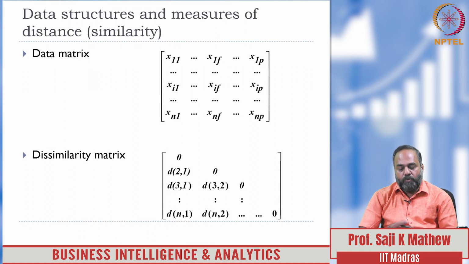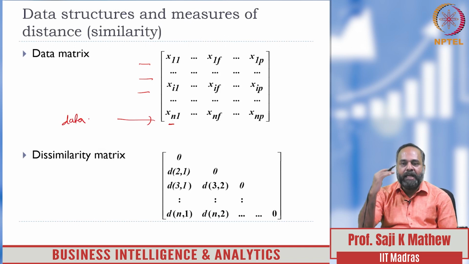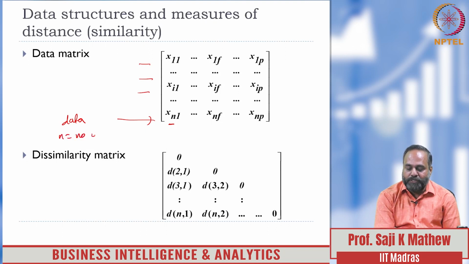And how to measure and structure the distances? You have a data matrix typically. A data matrix consists of rows and columns. Each row is a record or a tuple, and the number of rows is n. Meaning what? This is the data size. The size of the data is n, there are n respondents or n objects or n records. n is equal to the number of objects.